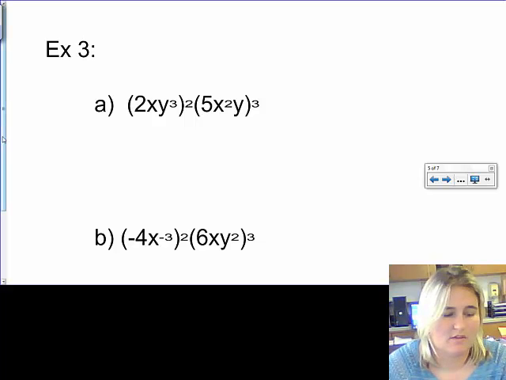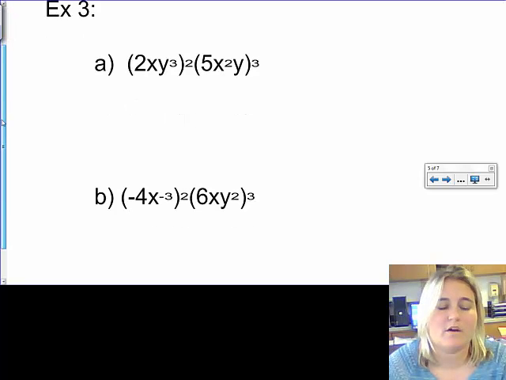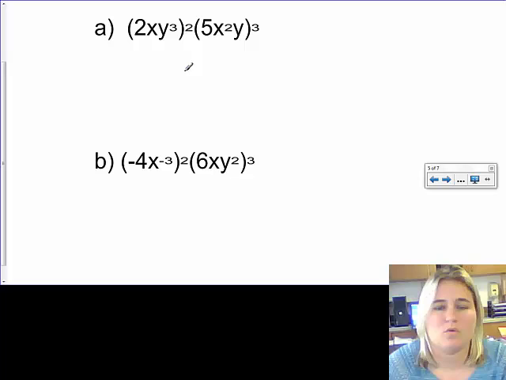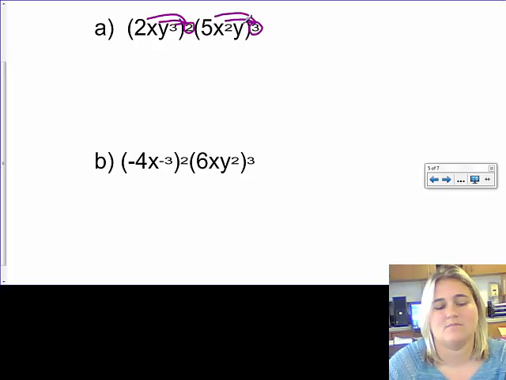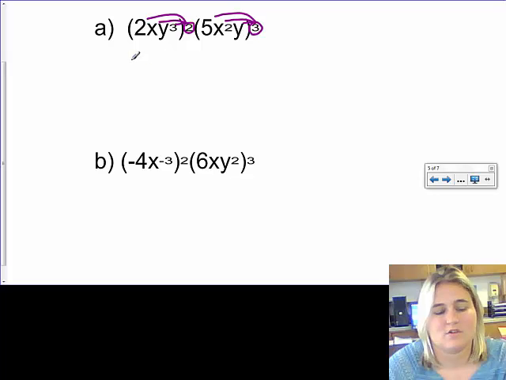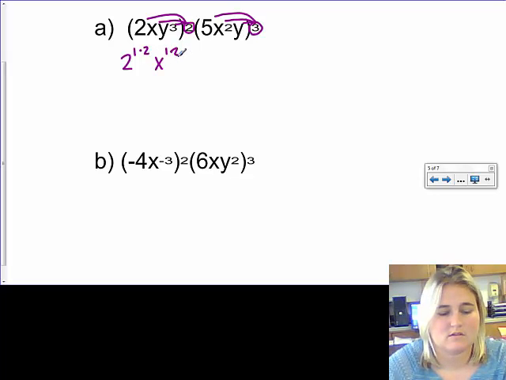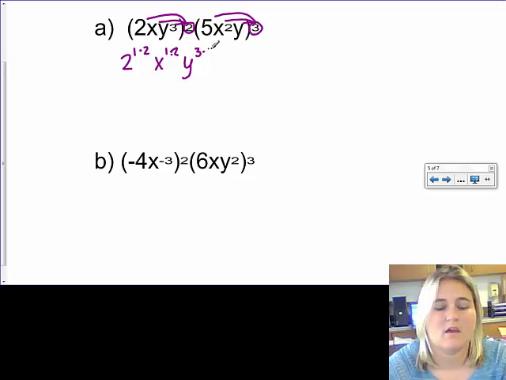Example 3, we are going to combine a couple of different things that we already know how to do here, and we're going to start by the rule that we just learned. So to simplify this, I'm going to first have to take this 2 to each part of the product inside these parentheses, and I'm going to have to take the 3 to each part inside of these parentheses. So this 2, which was originally to the first, is going to be multiplied by the second. I have x, which was originally to the first, multiplied by the second. I have y to the third times the second.